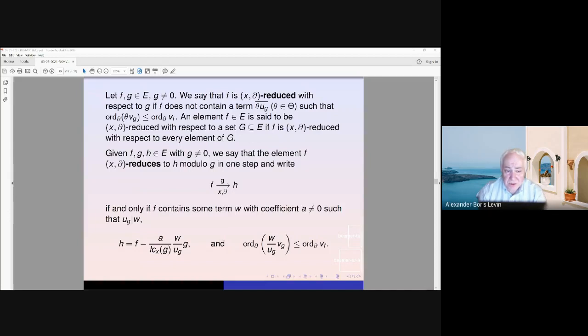And the reduction, how we actually reduce, like division, is defined as follows. We say that f reduces with respect to XD to some polynomial h using g. So actually you divide f by g, and this is like a remainder in the first stage. If f contains some term w with non-zero coefficient such that the X leader of g divides w. And you see, this is subtraction. This is a step of division, like you eliminate the highest term in such a way that you don't increase the order with respect to D. So this rule is just the rule of division.